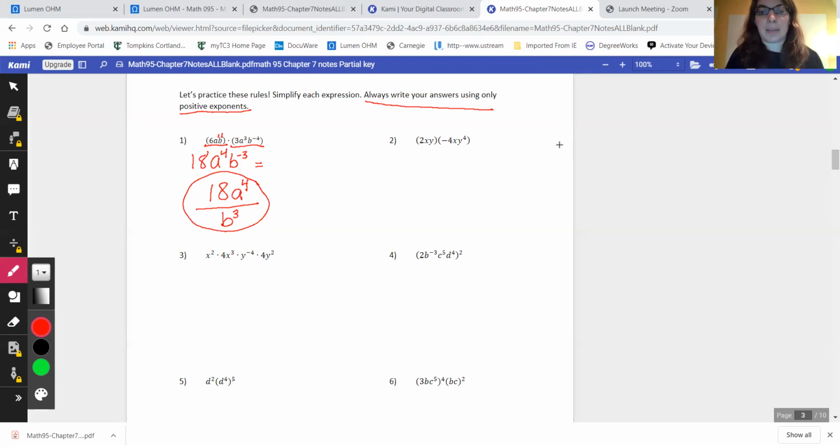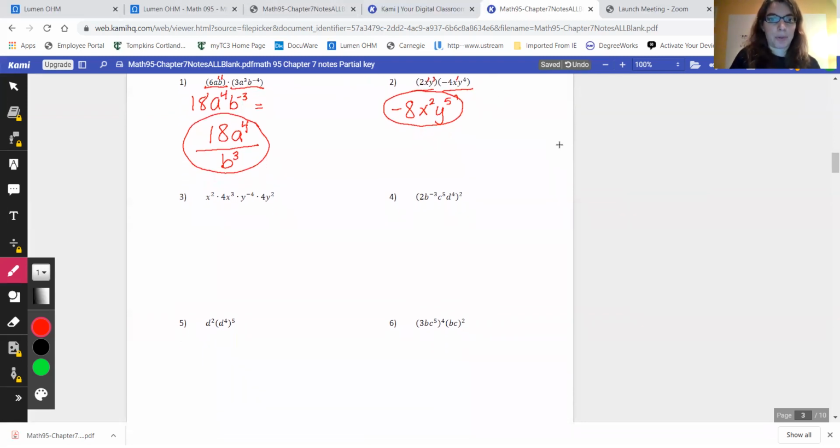Again, nothing is a power outside here. So we'll just multiply what we have here. So 2 times negative 4 is going to be negative 8. Again, these and this x all have a 1 as an exponent. X to the first times x to the first is x to the second. Y to the first times y to the fourth is y to the fifth. Here we have a negative 8, but that's just a negative number. That's not a negative exponent. So that's going to stay right where it is. We don't have to move any of them in this case.